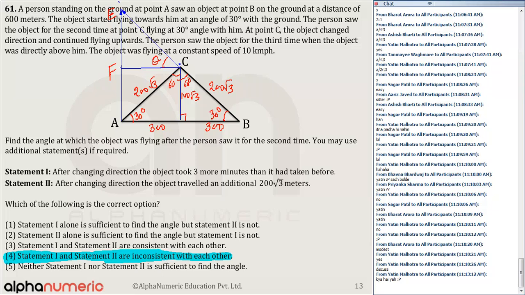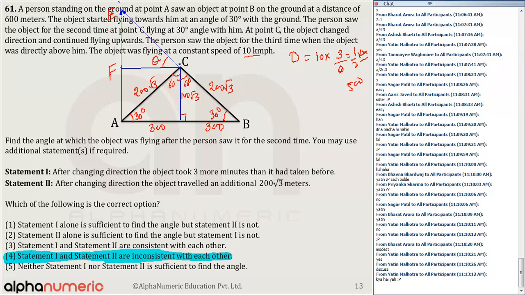First one, statement one: after changing direction, the object took 3 more minutes than it had taken before. Okay, 3 minutes extra. Speed I know is 10. So what is the total distance traveled? Distance is always equal to speed into time. So 10 into time, where time is 3 more minutes divided by 60. So distance is equal to half kilometer, which means 500 meter.